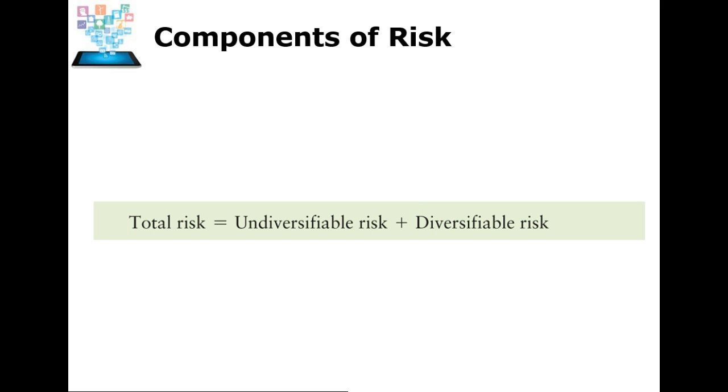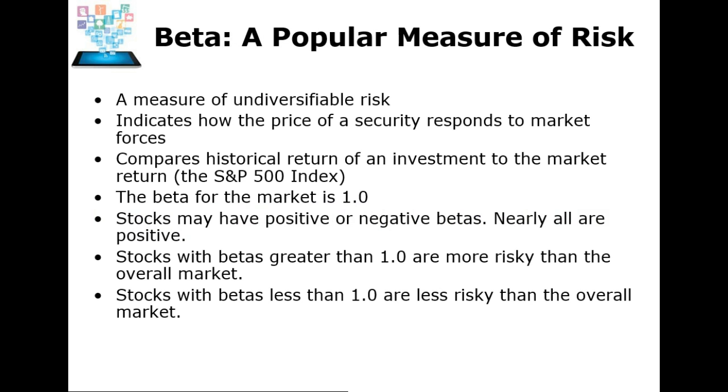Okay, so let's talk about total risk. Undiversifiable and diversifiable risk together would be your total risk. Beta is a way to measure the undiversifiable risk, or the systematic risk. Beta is the most popular measure of this risk. Now the beta coefficient is a correlation of your stock in relationship to the stock market.